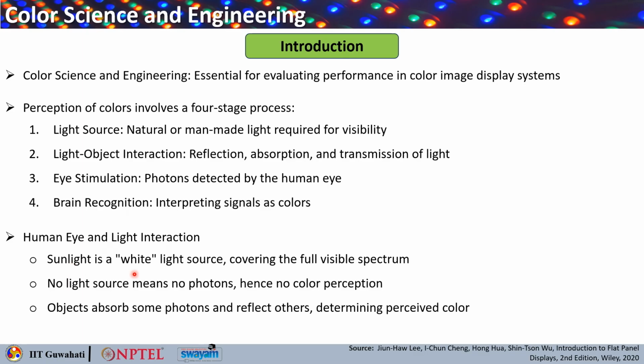You can consider sunlight as a white light source that basically covers the entire visible spectrum. Okay. So, when there is no light source, that means no photon, so you do not even see any color. And then the final thing is any object that you see basically absorbs some photons and reflects some. Okay. So, whatever the object is reflecting, you are basically seeing those photons or that color. So, you basically perceive that as the color of that particular object.